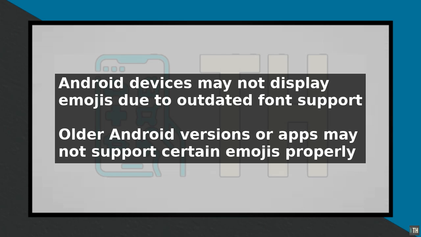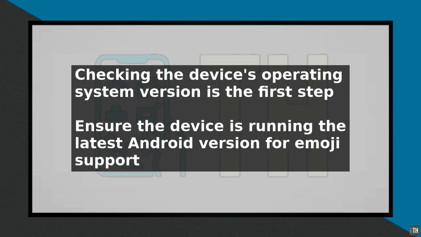To fix missing emojis on Android, start by checking your device's operating system version. Make sure your device is running the latest version of Android, as newer versions often include support for more emojis. You can check for updates in the Settings app under the About Phone section.